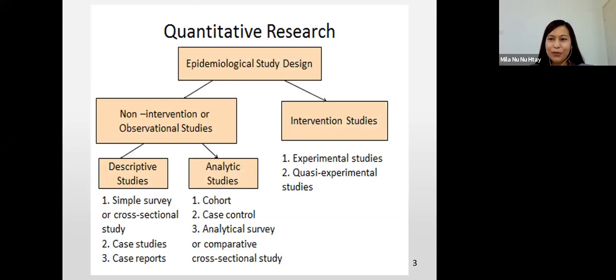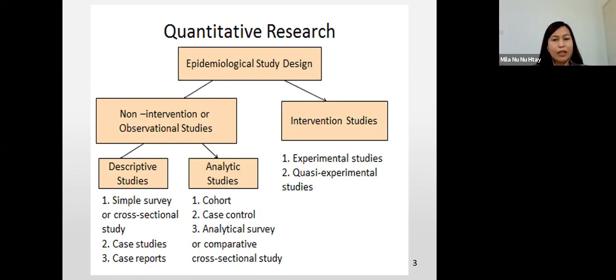Before going to the specific topic of the cross-sectional study, I would like to start with an overview of the epidemiological study designs. All epidemiological study designs can be differentiated into 2 parts. First, if we have any intervention, any experiment, then we go to the experimental intervention studies, such as the quasi-experimental study or RCTs. But if we do not include any intervention from the researcher, then we go to the observational study. Observational studies are sometimes known as non-interventional studies.